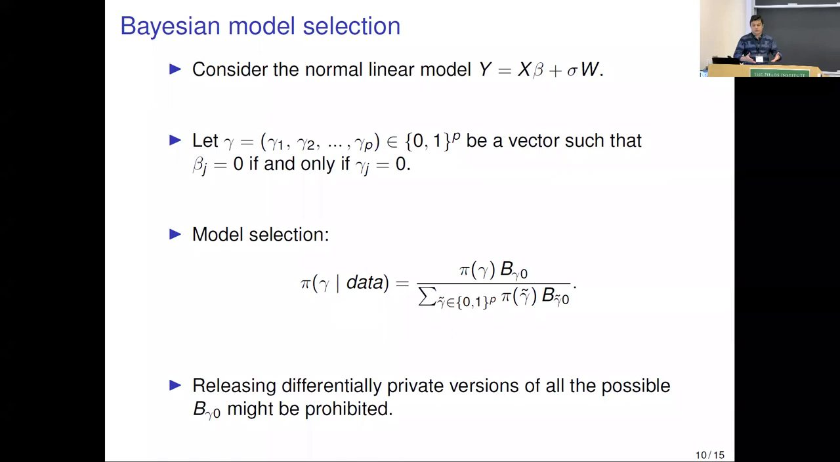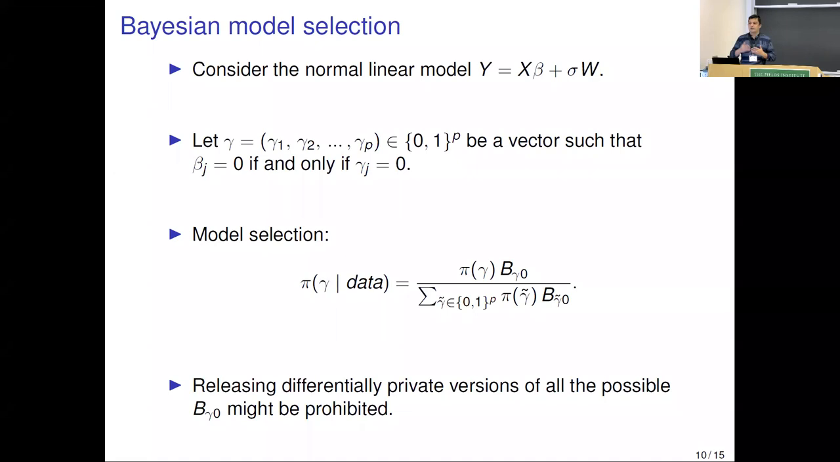And notice that the posterior distribution for all these models represented by gamma, we can compute if we can compute all these Bayes factors. This is the Bayes factor of each model compared to a reference model that could be the null model, the model that only includes the intercept. And we already have a strategy that allowed us to compute the Bayes factor using this geometric mean. But if the model space is too large, which is the case when p is relatively large, then that's going to be a problem if we try to use the previous methodology, because that implies that we need to divide the privacy budget by basically 2 to the p minus 1. And that's going to destroy the statistical usefulness.